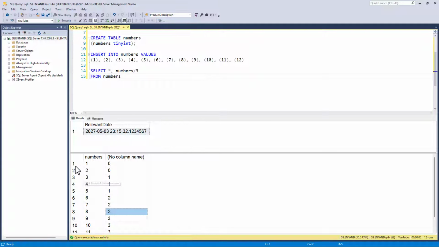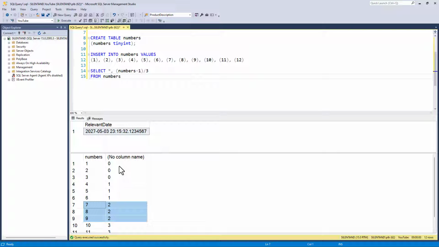But it's not quite right. We want these three to be grouped together, and at the moment, 3 to 5 are grouped together. So how can we get these grouped together? We can deduct 1 from our initial number. So we have 0, 1, and 2. Or we can add 2 to our initial number. So let's see what happens if we subtract 1 from our initial number. And we need the brackets because we want to subtract 1 and then divide by 3. So now these are grouped together.